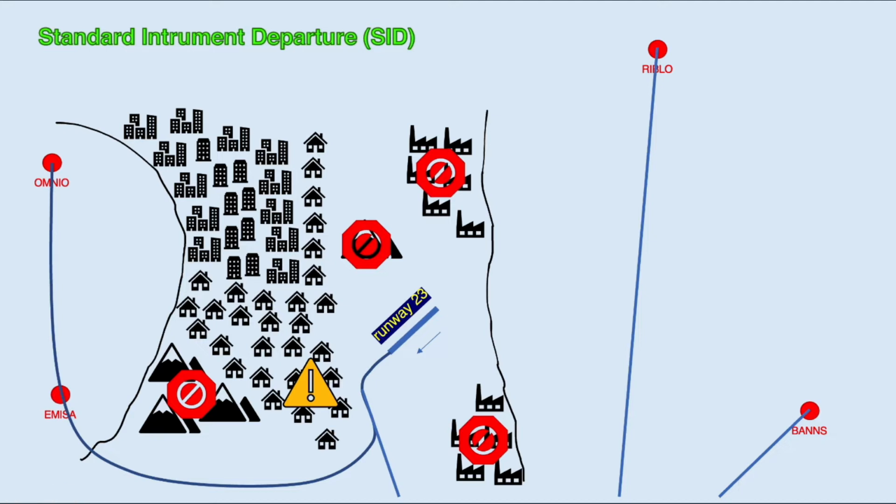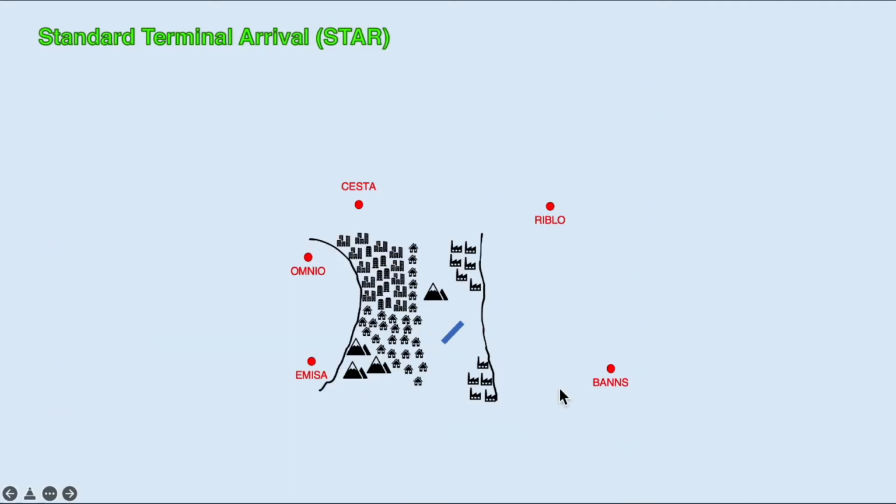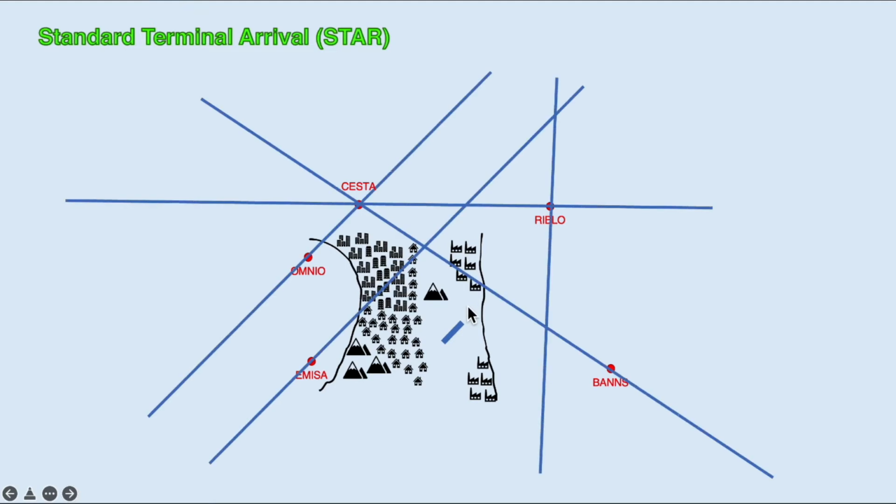So let's see the opposite. What is a standard arrival procedure? Of course, here we have the same city and the same reference points. Here we have another reference point, but it's irrelevant. Above one city, one part of the world, we have airways. That means that at higher altitudes we have airways. They are paths that the planes fly in order to arrive at their destinations. So as you can see, the points EMISA, Omnio, Riblo, and Bands are part of an airway.